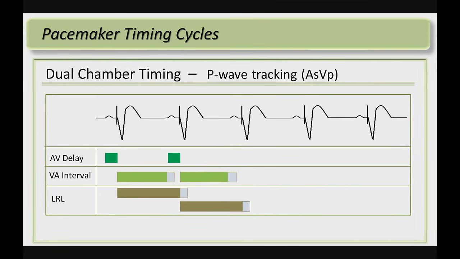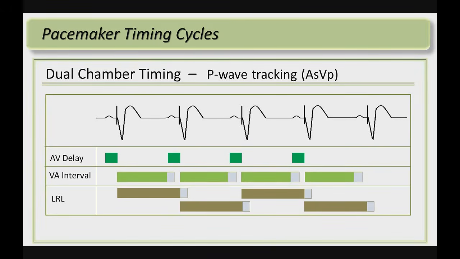Once again, the VA interval is beat by another intrinsic P wave, starting our AV delay, which times out, and so we pace in the ventricle. One more time, the P wave comes in before the VA interval times out, which starts our AV delay, and so we pace in the ventricle, starting our VA interval and our lower rate limit again.